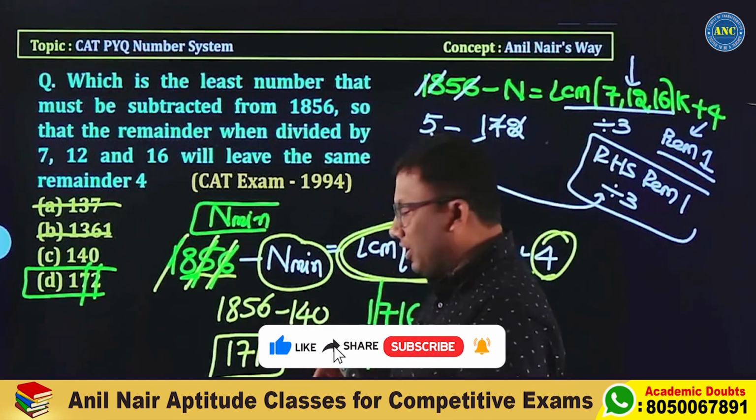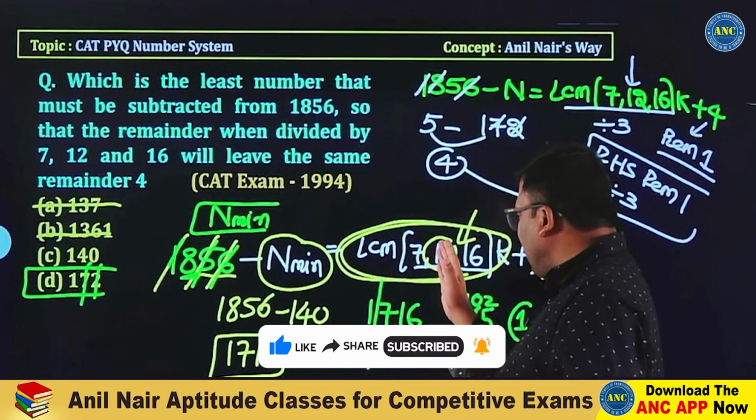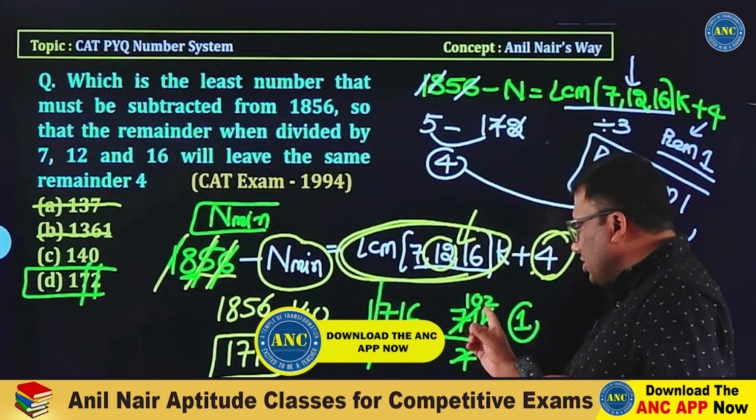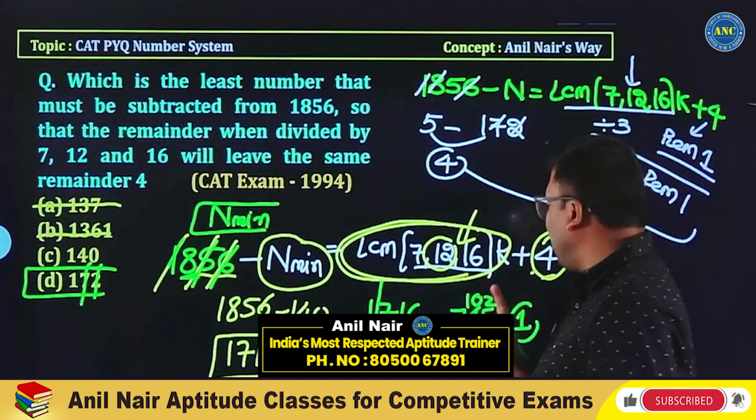1856 minus 140, I got 1716. When 1716 is divided by 7, is it giving remainder 4? 7 ones are 7, 7 twos are 14. It is giving remainder 1. It should give remainder 4.